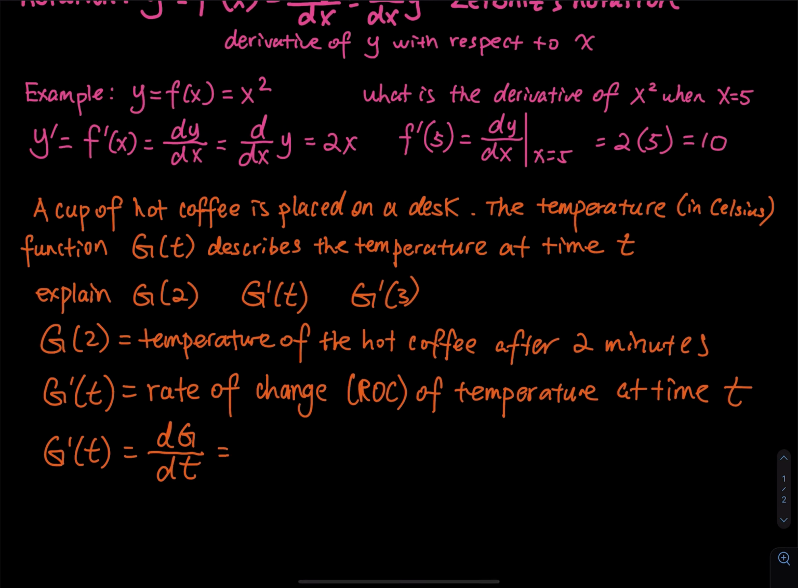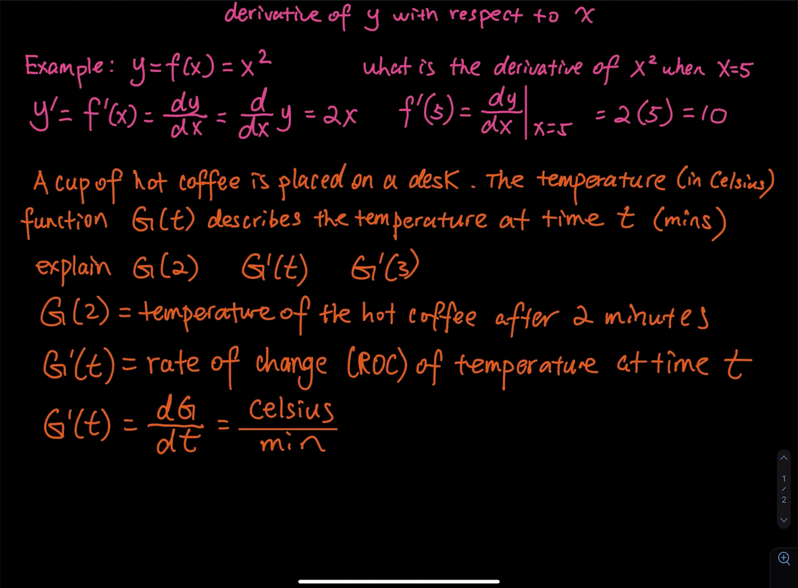And then what is the unit? Is the unit Celsius, or the unit is just a minute? Oh, I forgot to tell you. The t is in minutes. So g tells you the temperature when t equals 2. At t equals 2, you get a temperature that is in Celsius, right? So we have Celsius on top and then time in the denominator. So this is Celsius per minute. So that is the unit of g prime of t.